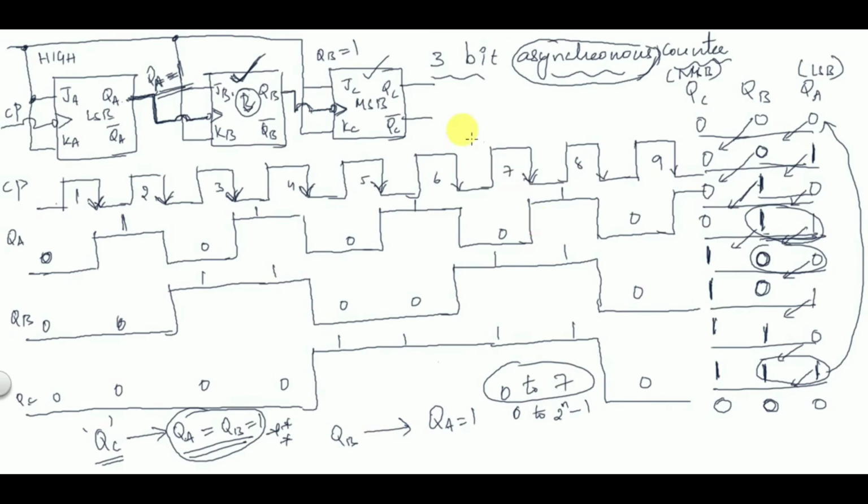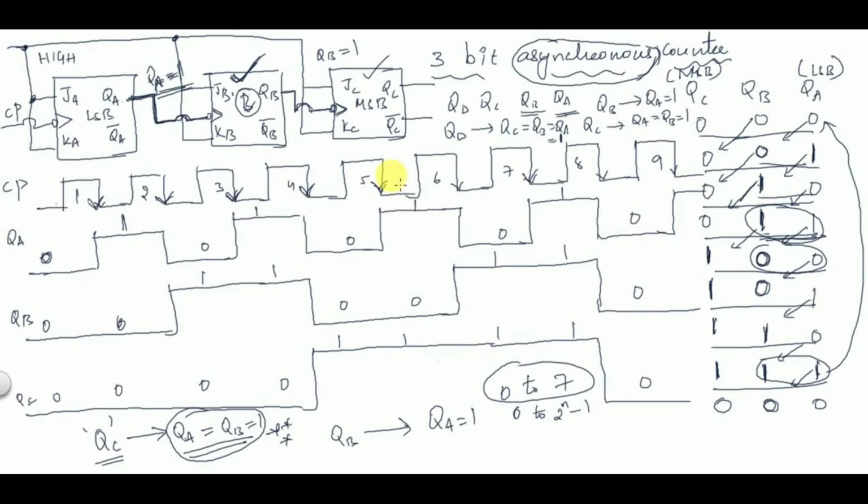Suppose you have 4 bits, like QD, QC, QB, QA. So what are the conditions? We'll just have the conditions only. QA toggles for every input clock pulse, so it will continue 0 1 0 1 0 1. So there is no condition required for QA. QB changes its state only when QA is equal to 1. QC changes its state only when QA is equal to QB is equal to 1. Both should be 1. And QD changes its state only when QC, QB and QA, all 3 are equal to 1.